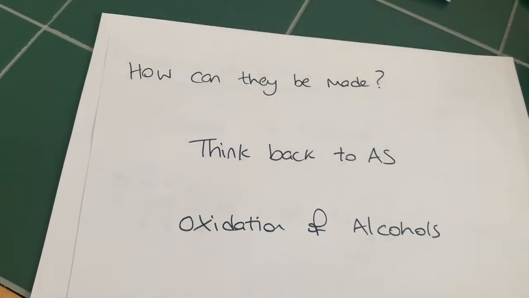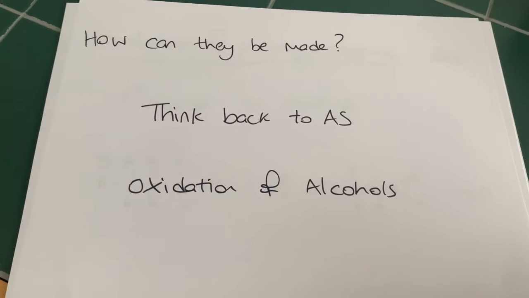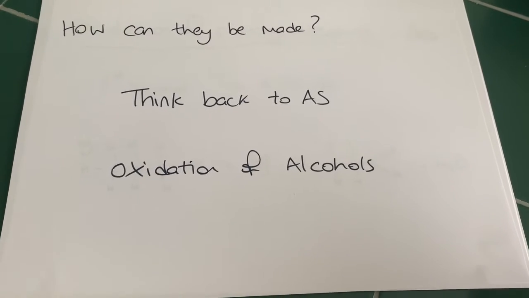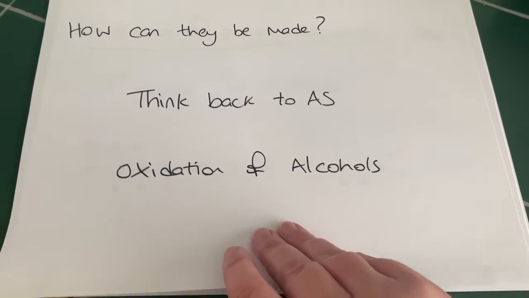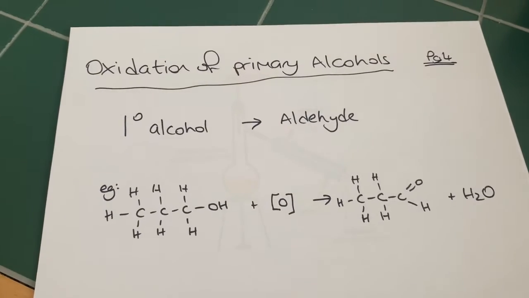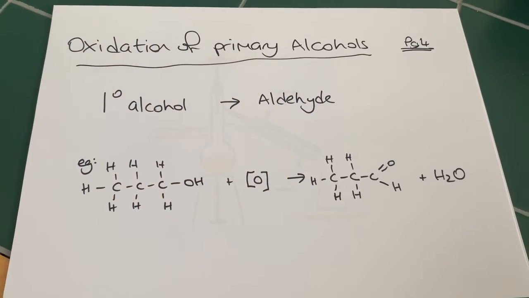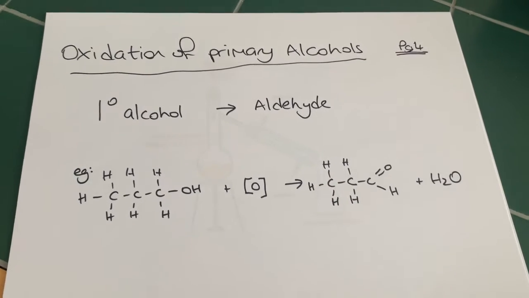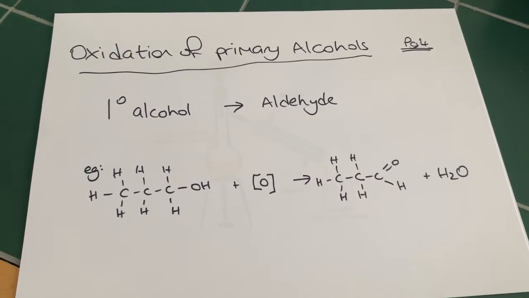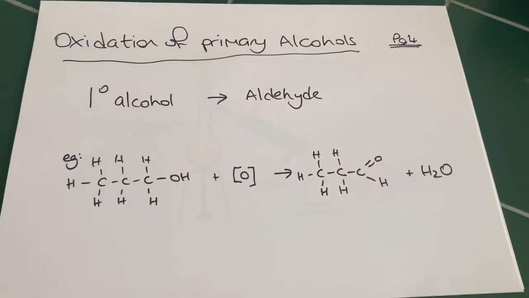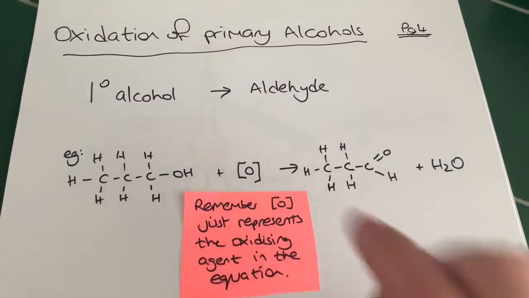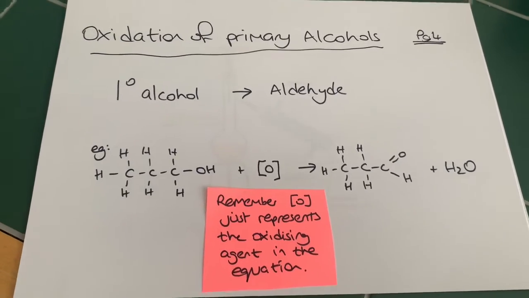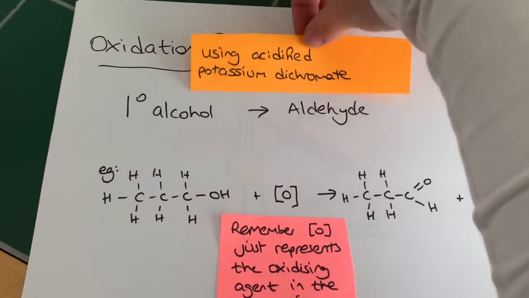Okay, so if we remember how they were made, think back to AS. When we were doing the alcohols topic, we looked at how aldehydes and ketones could be made from alcohols. So aldehydes were made by the oxidation of primary alcohols. Remember, we used acidified potassium dichromate as our oxidizing agent. So in this equation here, remember that the O in square brackets just represents the oxidizing agent. And in this case, it was acidified potassium dichromate.